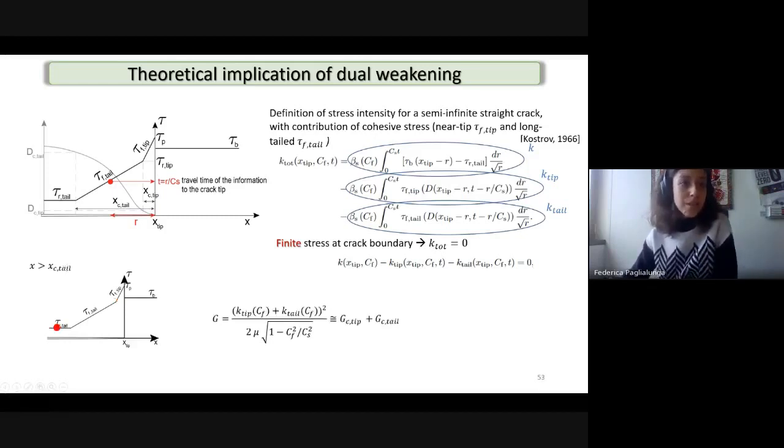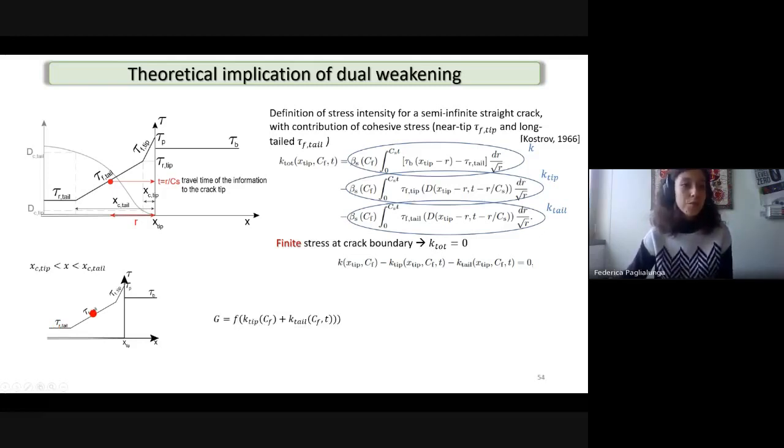If we were at a distance much larger than the second cohesive zone size, so the long tail cohesive zone size, here again, both the K tip and K tail would become independent of time because we're out of their cohesive zone. And so the energy release rate would be almost equal to the sum of the fracture energy associated with the near tip and the long tail weakening.